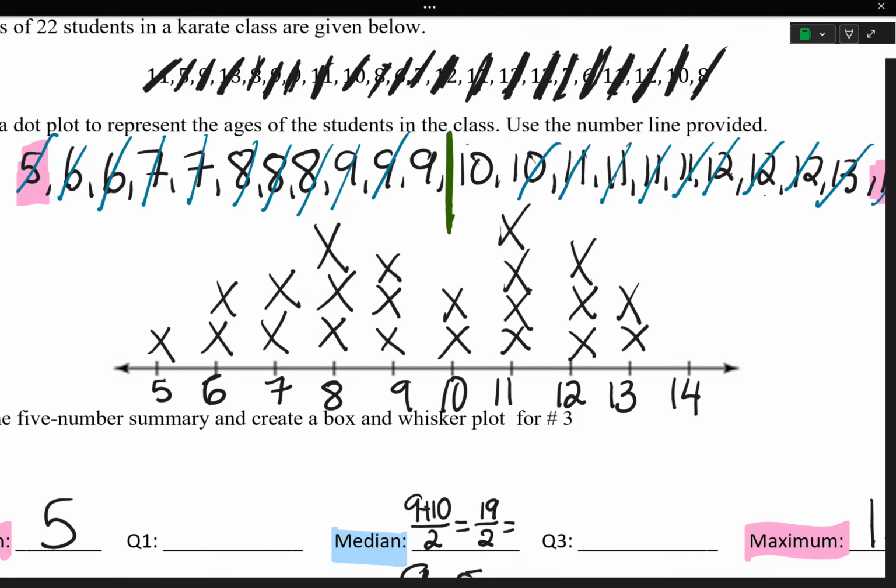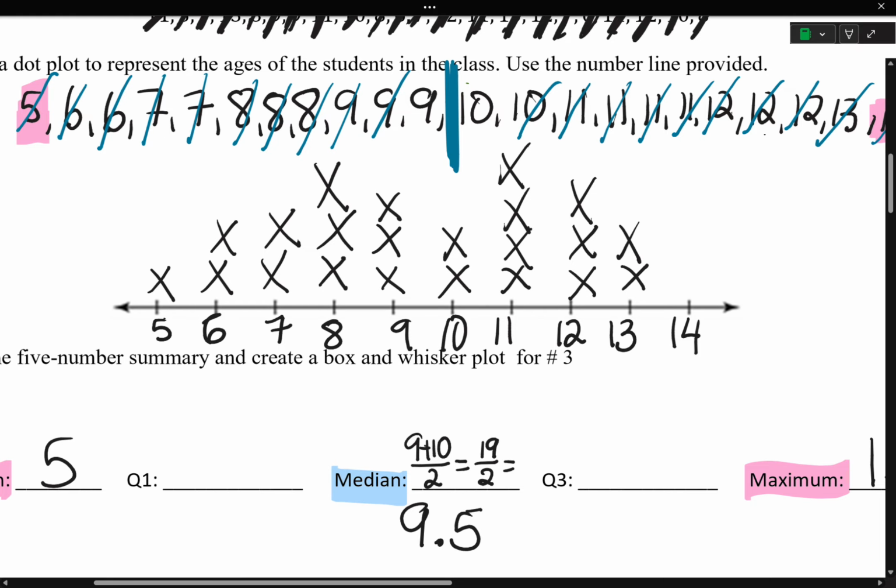It's right here. Whoops, wrong color. It's right here. So I'm just going to mark it because we don't use the median when we are finding Q1 and Q3. So 9.5 is not used. Okay, onwards we go. Q1 is the median of the lower end of our data.